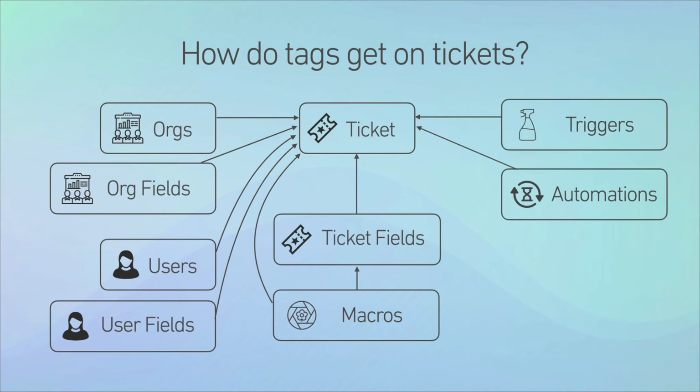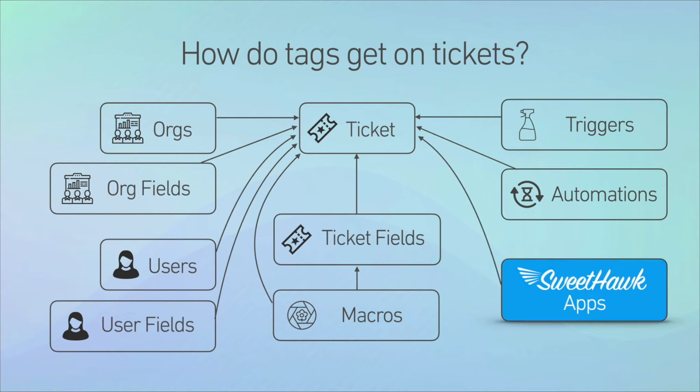Next up, your triggers and your automations can add tags. These are a little bit special because they can also do stuff based on tags, but we'll get to that in a sec. And finally, apps can add tags to tickets. Most of our apps here at SweetHawk add tags to tickets at opportune moments to enable the building of applicable workflows. So that's how tags get onto tickets.